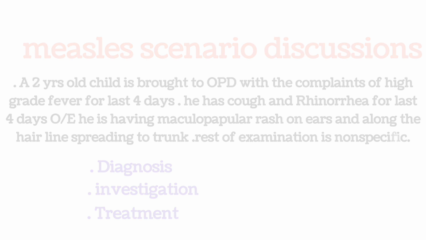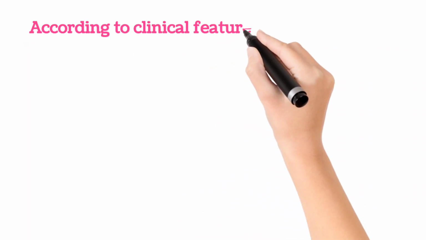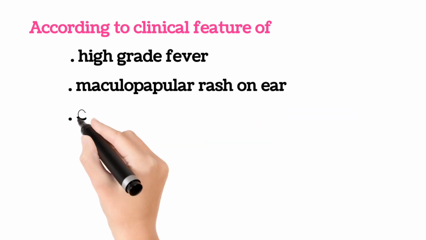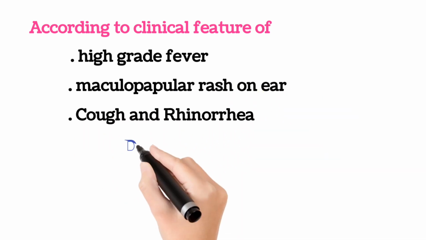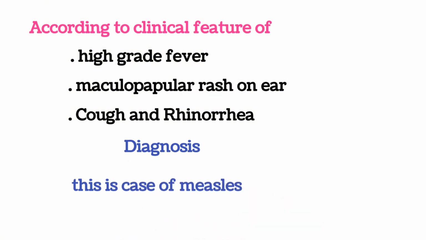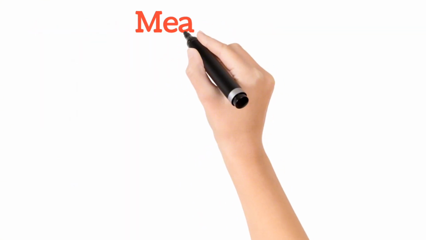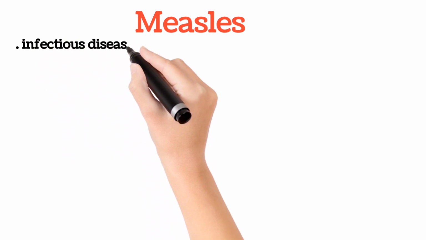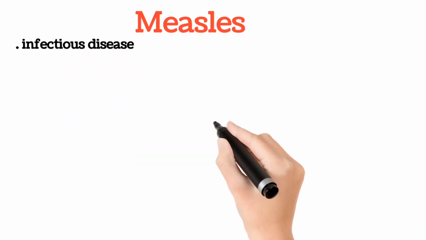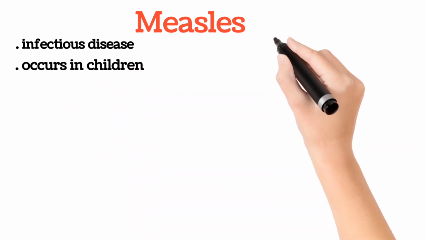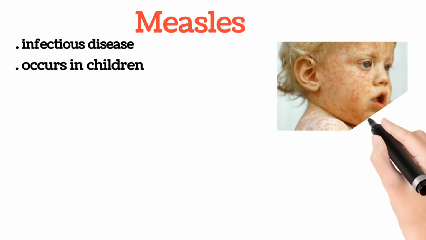So, the clinical pictures given in this scenario, these are high-grade fever, maculopapular rash, cough, and rhinorrhea. This suggests that this is a case of measles. So, before solving this scenario, let's have a look at measles. What is measles? Measles is an infectious disease which mainly occurs in children. This is a disease of children. This disease rarely occurs in adults.